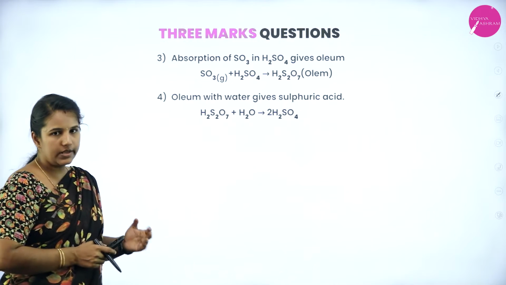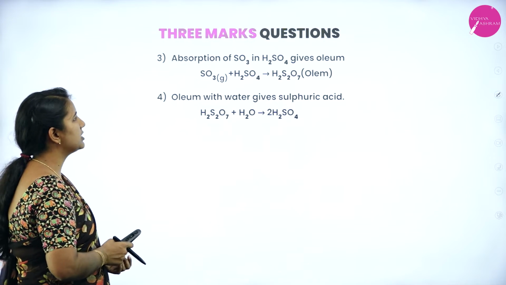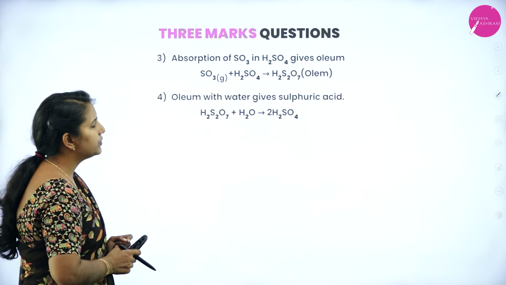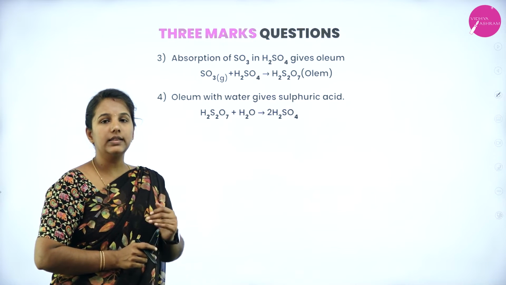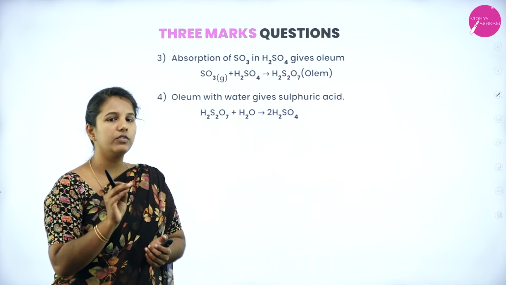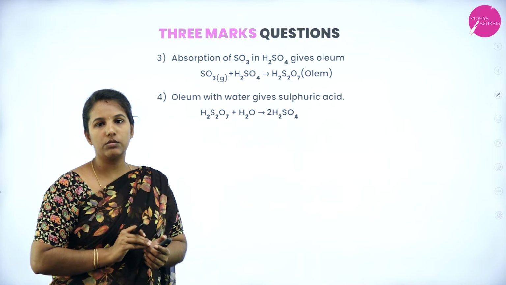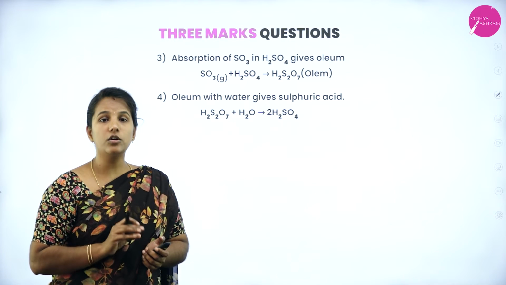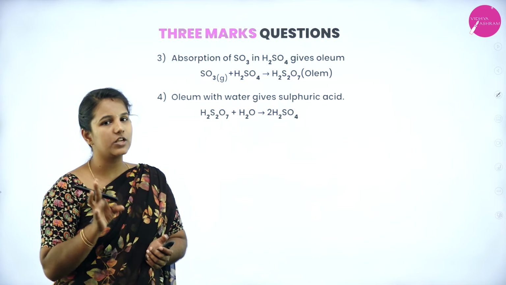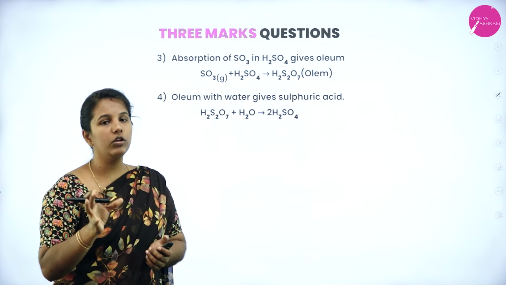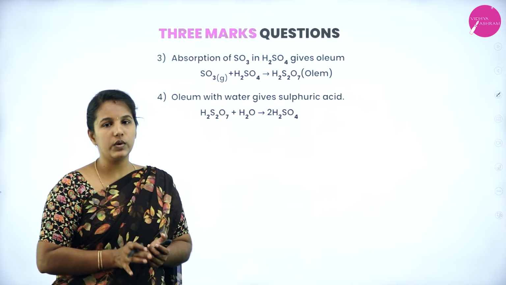So in the next step, we do the absorption of sulfur trioxide in sulfuric acid to give oleum. In the third step, we will collect the sulfur trioxide and add some concentrated H2SO4. Why do we add freshly prepared H2SO4 here? In order to remove the excess water content in the sulfur trioxide. So it forms what? Oleum. Oleum is the purest form of sulfuric acid.